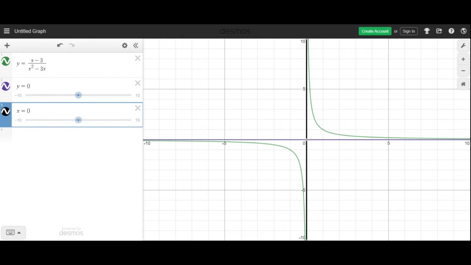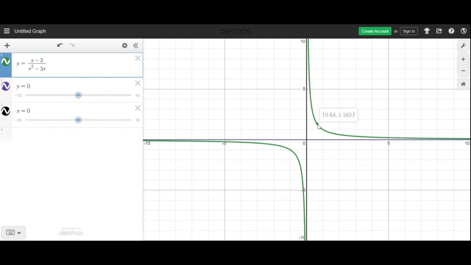Now, we also said, though, that there should be a hole in the graph at x equals 3. Now, you might be looking at that graph and going, wait a minute, I don't see any holes in my graph at all. If you actually trace along this curve and you look for a value of x equals 3, do my best to get right on 3. There we go. So you can see, at 3, it says that that is undefined now, right? And so there actually is a hole in the graph at x equals 3.